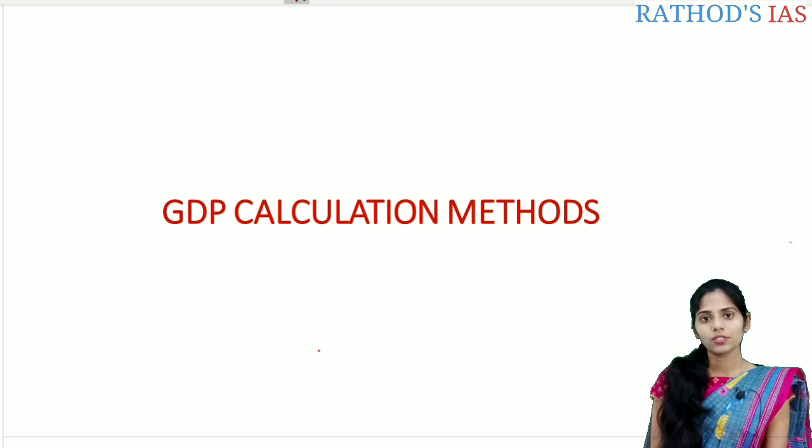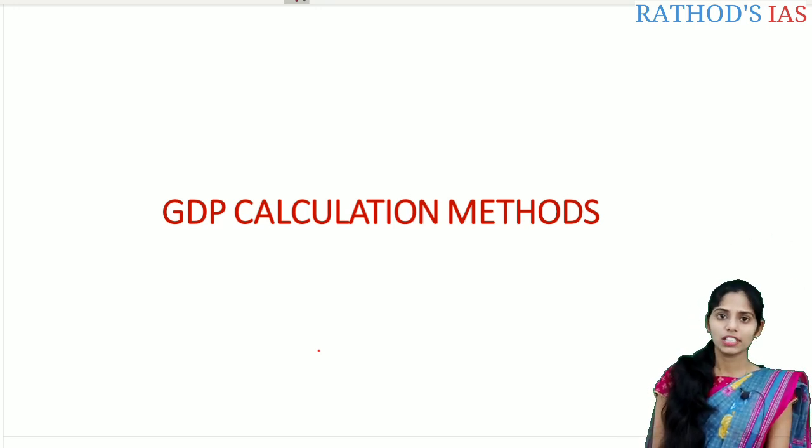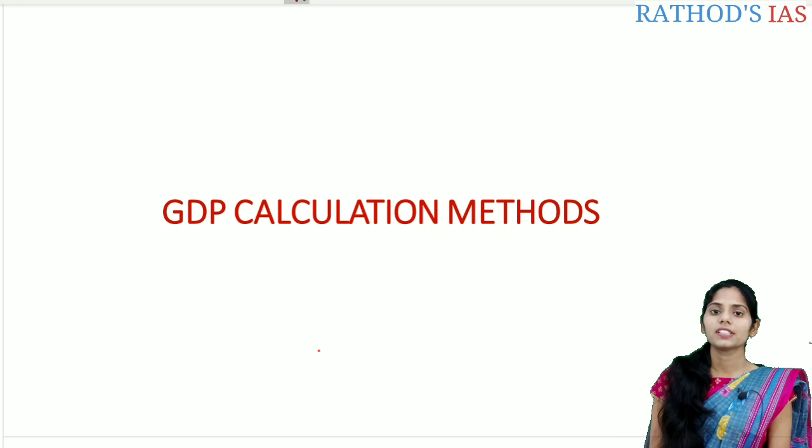Today in this lecture, we are going to discuss GDP calculation methods. These methods are very important for both the prelims as well as the mains point of view. Before getting into the topic, let us see some of the introduction regarding these GDP calculation methods.